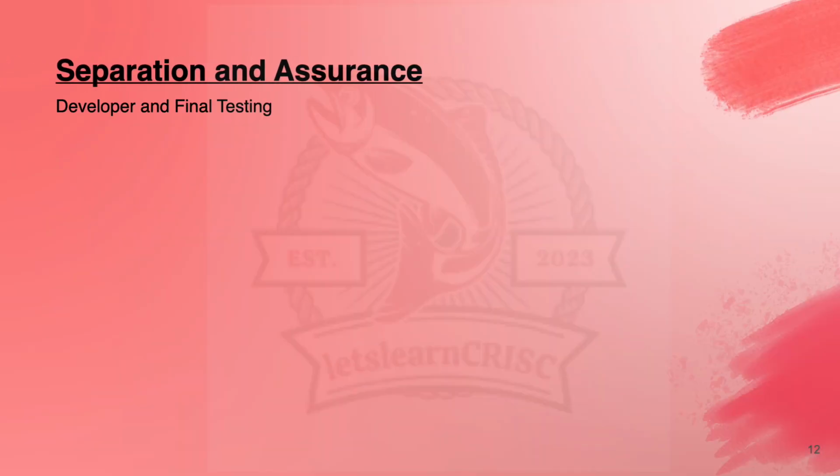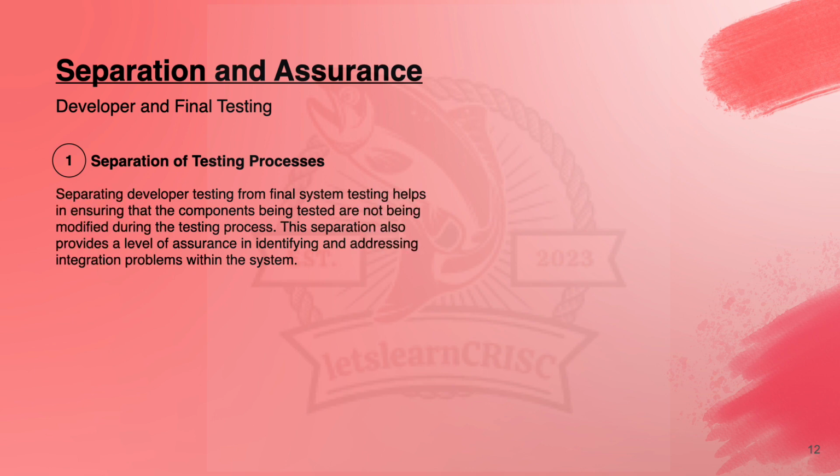Next, we'll discuss the separation and assurance, that is, developers and final testing. First, about the separation of testing processes. Friends, separating the two testing processes involves distinct stages where developers focus on individual component testing and final system testing evaluates the integrated system as a whole. Developers conduct unit testing on specific functions or modules, while final system testing assesses the entire application with all the components integrated.